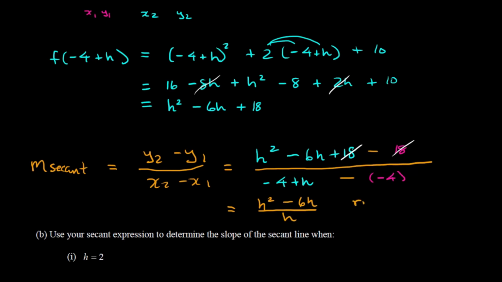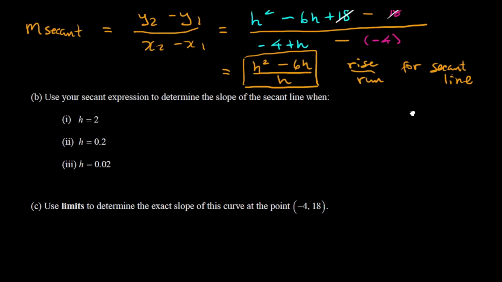And remember what this thing is? This is our rise over our run, of course, for our secant line involving two separate points. Okay, and that's that. We got our expression. Now we'll move on to part B, where we're being asked to basically use this expression and also maybe clue in as to what the h is actually accomplishing for us. So we have to sub in 2 for that h.